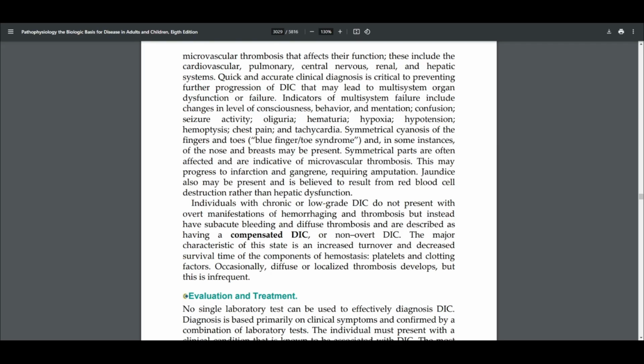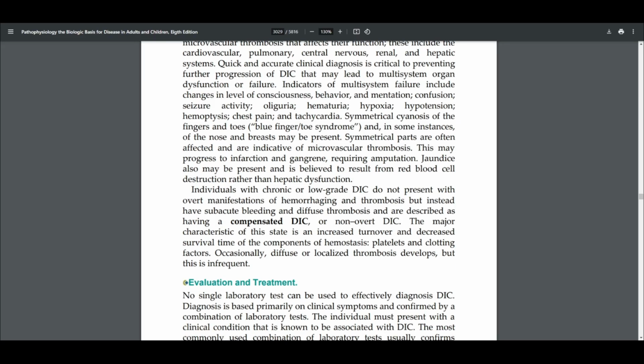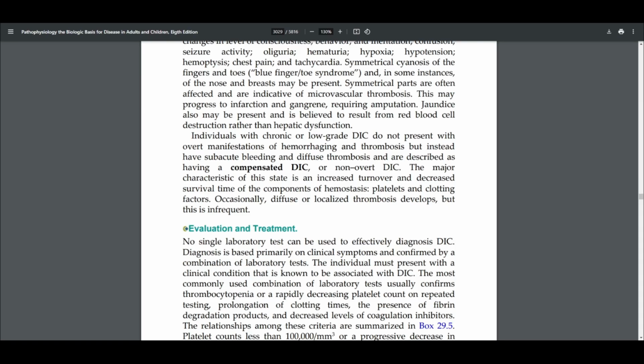Symmetrical cyanosis of the fingers and toes, and in some instances, of the nose and breast may be present. Symmetrical parts are often affected and are indicative of microvascular thrombosis. This may progress to infarction and gangrene, requiring amputation. Jaundice also may be present and is believed to result from red blood cell destruction rather than hepatic dysfunction.